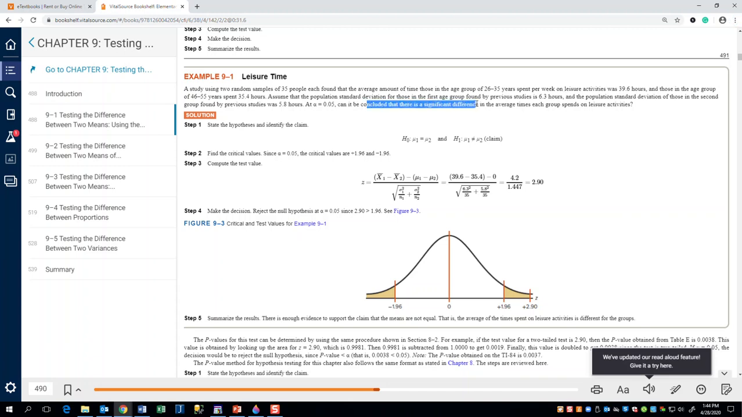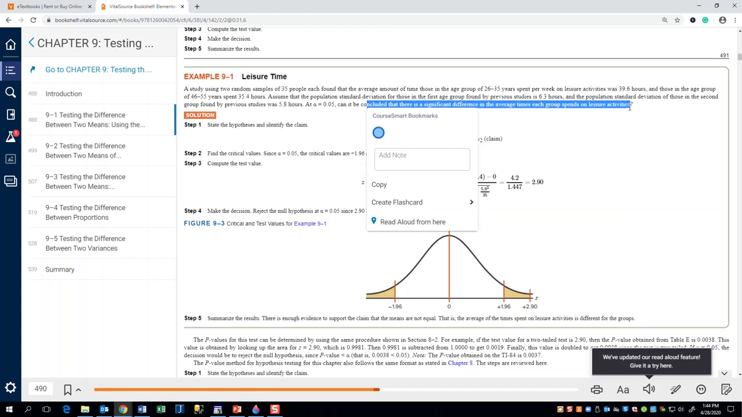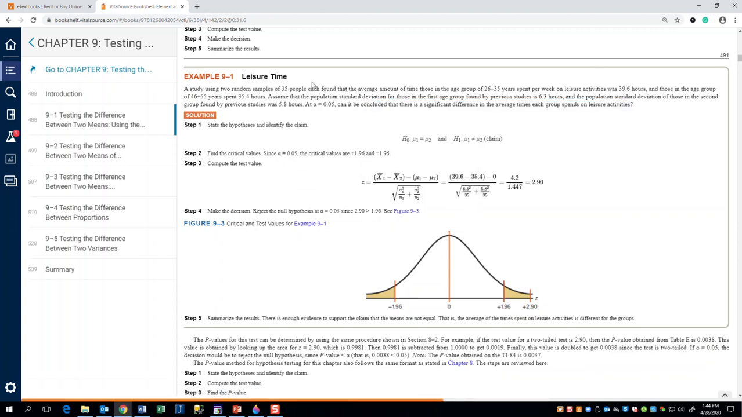Can it be concluded there's a significant difference in the average time each group spends on leisure activities? Significant difference. That means they're different, not equal. So that sounds like our claim. Now the question becomes which one do you put first?